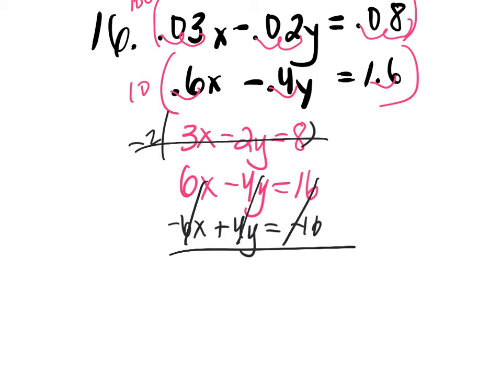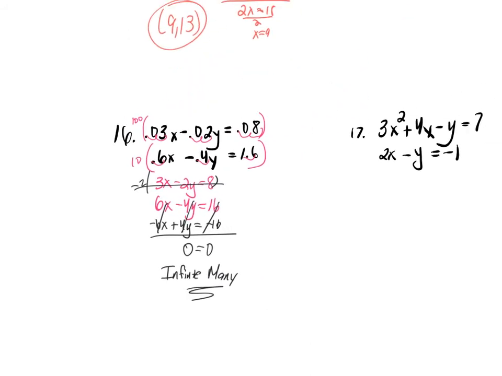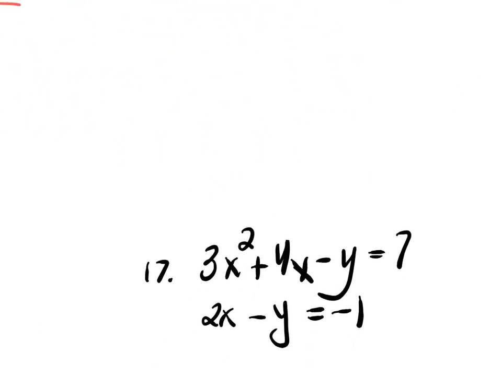Cancels out, cancels out, cancels out. I get 0 equals 0. When everything cancels out and you get 0 equals 0, this is when your answer is infinite. Infinitely many solutions. So infinitely many and no solution can be a possibility here.